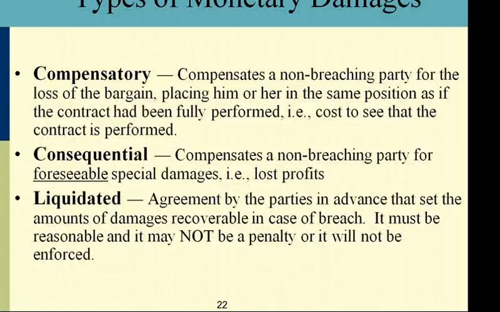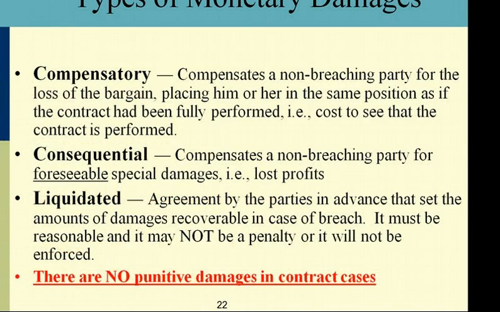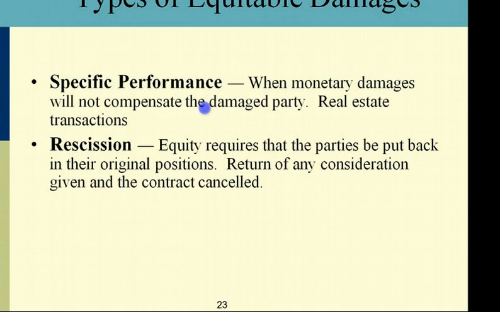Liquidated damages. People often confuse liquidated damages with punitive damages, but they are not. It is reasonable, and it cannot be a penalty, because under contract law there is no punitive damages. So the parties agree in advance that the damages can't be determined, and therefore they agree on a certain amount that would be used to satisfy it. So there's no punitive damages in contract cases. Next week when we talk about torts, we'll be talking about punitive damages.